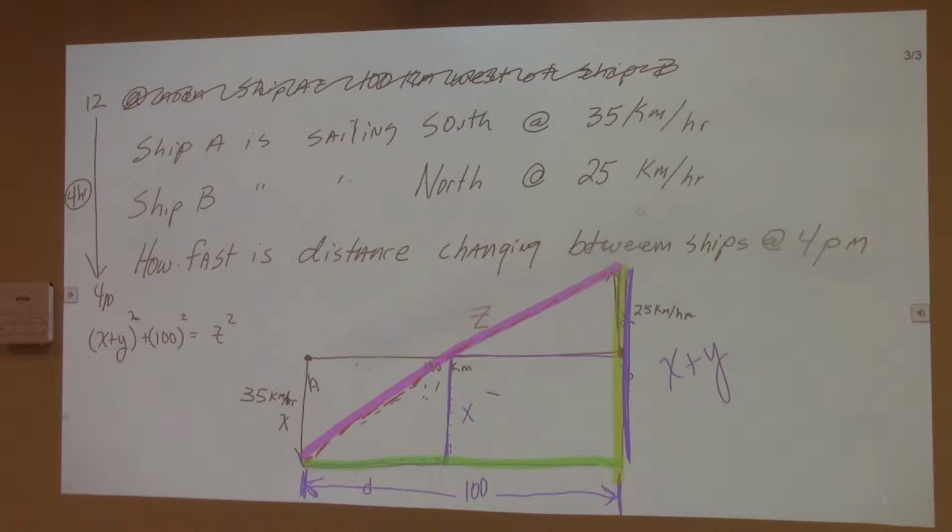x squared plus 2xy plus y squared plus 10,000 is equal to z squared. I'm not worried about the 10,000. Why? It's going to go away magically, because the 100 is not changing. Why isn't it changing? Because they're both going due north and due south. The distance between them is changing, but the original distance horizontally isn't changing because they're heading north and south.